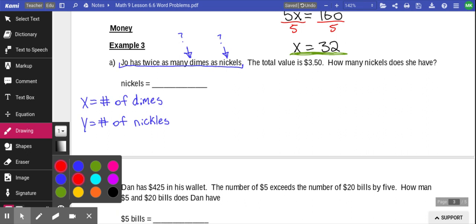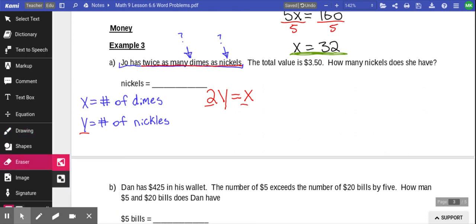So now I can actually build an equation out of this first sentence. Joe has twice as many dimes as nickels. That means if you took the number of nickels she has, which is y, she would have twice as many dimes. So you'd have to multiply that by 2, and that would tell you how many dimes she has. That represents twice as many dimes as nickels. I'd have to take the number of nickels, y, and multiply it by 2 to figure out how many dimes she has, which is x.